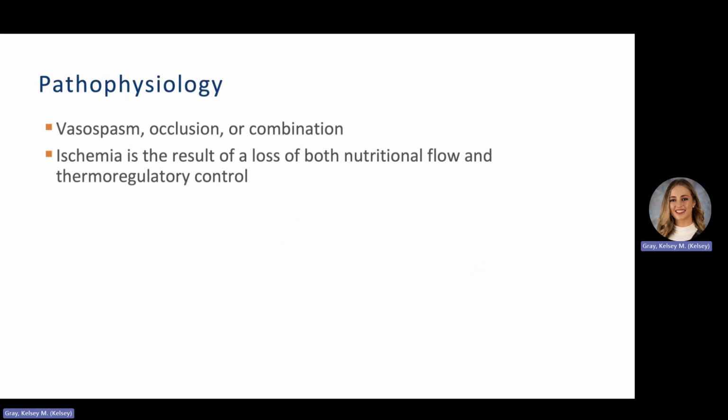Ischemia is caused by one of three factors: vasospasm, occlusion, or a combination of the two. Vasospasm results from increased sympathetic tone, thereby narrowing the lumen and slowing blood flow, which can eventually lead to thrombosis. Ischemia is the result of loss of nutritional flow as well as thermoregulatory control.